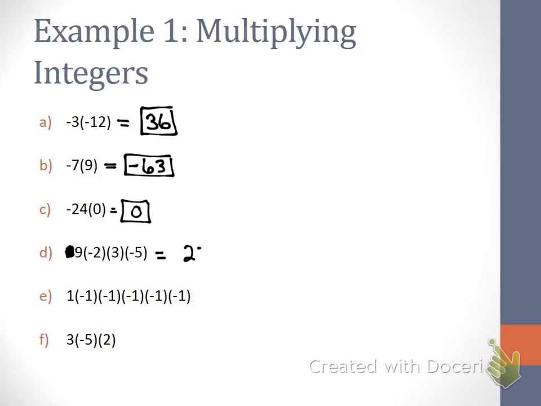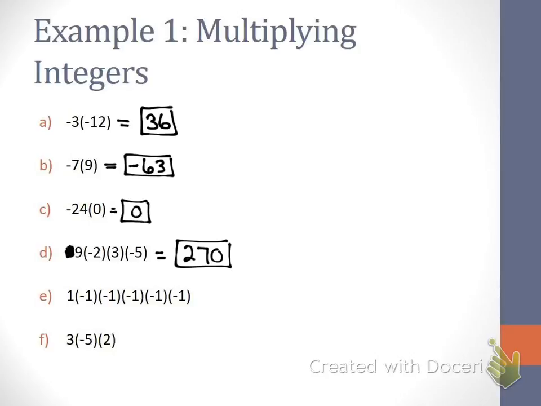Okay, 270. Now, on a quiz or a test, I'm not going to give you such large numbers. Really, I'm testing you over whether or not you can apply the rules, okay? But here's my question. Is my answer positive or negative? Positive, because there's 2 negatives. That's an even number. Even number of negatives, positive answer. Okay? So now let's look at E.